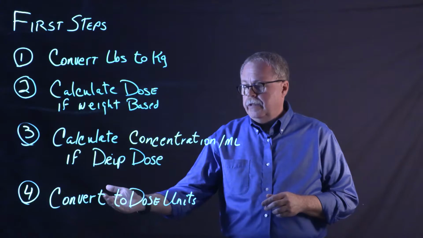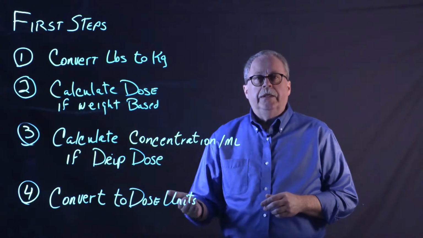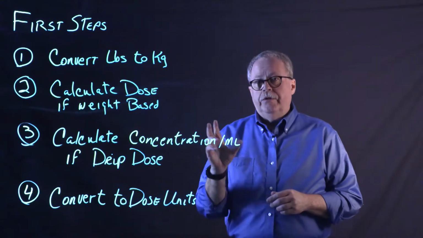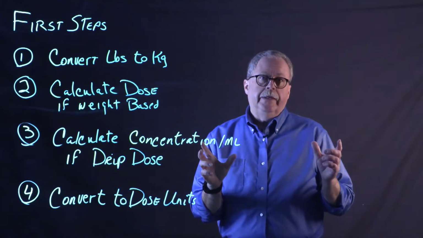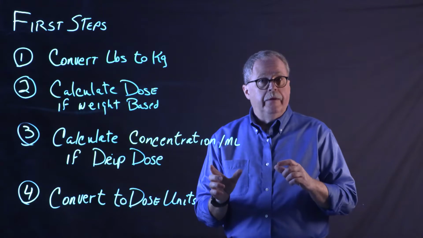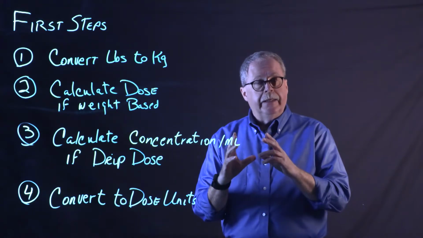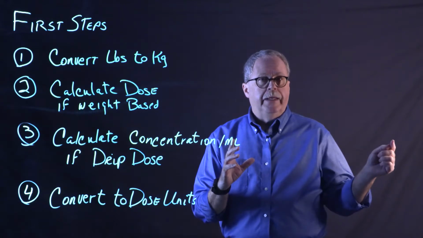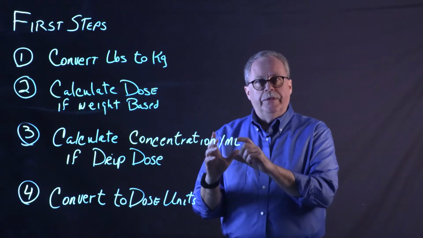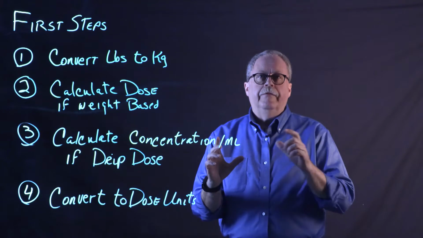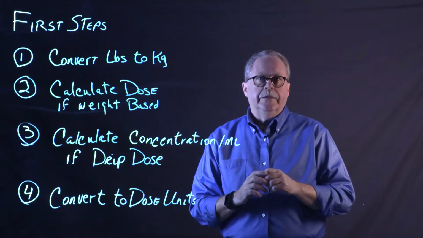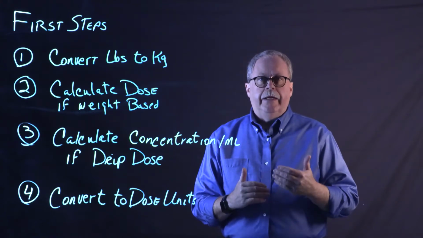Step 4 is convert to dose units. So again, dopamine's a quick example there, where if I put 200 milligrams in 250 milliliters, I have 0.8 milligrams per milliliter in my bag. But my dose is in micrograms per kilogram per minute. So I've got to convert that 0.8 milligram over to micrograms, and I just shift that decimal point 3 places over to the right, and I have 800 micrograms.